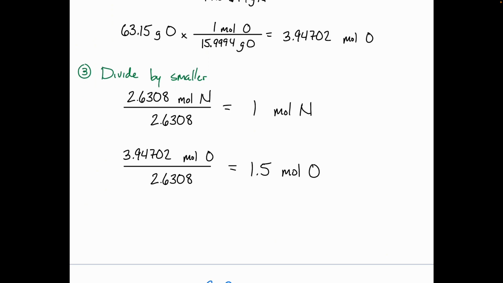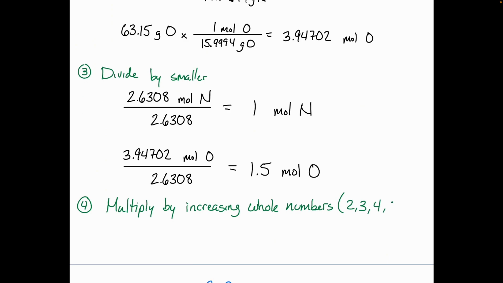What I'm going to do is I'm going to take both of those numbers and I'm going to start multiplying them by increasing whole numbers. Multiply them both by 2, see if that works out. Multiply them both by 3, see if that works out. Just keep on increasing, and eventually they will both work out to be a whole number, all right? So at this point, we're going to multiply by increasing whole numbers. And to be clear, by whole numbers, I mean 2, 3, 4, 5, 6, etc., etc.